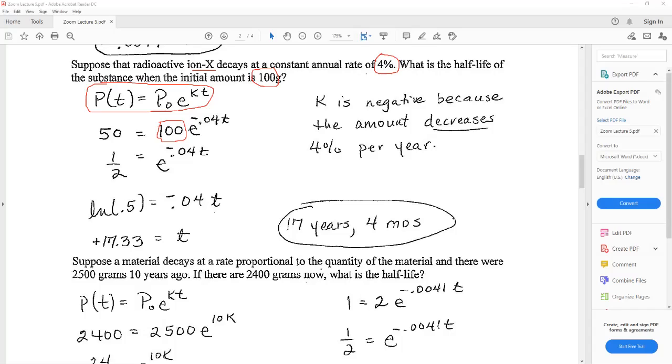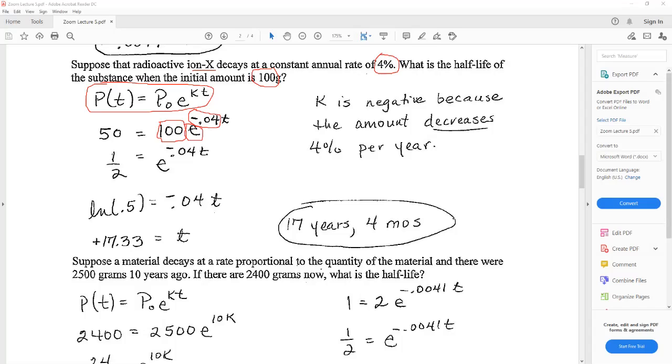Well, since this is a decay problem, it's losing 4%. This is going to be negative 0.04. Do not put 4 there, because 4% as a decimal is 0.04. And again, we have e as the base, which is our irrational constant. And they just want to know, what is the half-life?